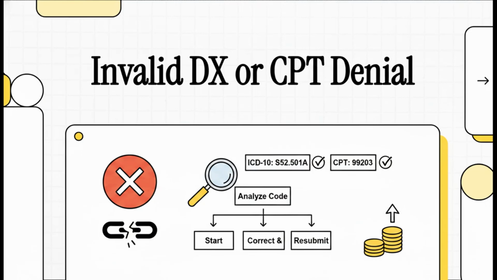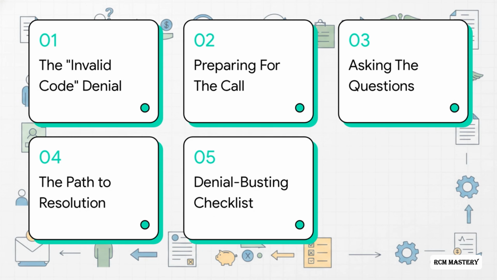Let's be real, there's nothing more frustrating in medical billing than getting that invalid diagnosis or CPT code denial, right? It feels like hitting a brick wall. But here's the thing, it's absolutely not a dead end. So in this explainer, we're going to walk through a super clear, step-by-step process to turn those annoying rejections into actual paid claims.